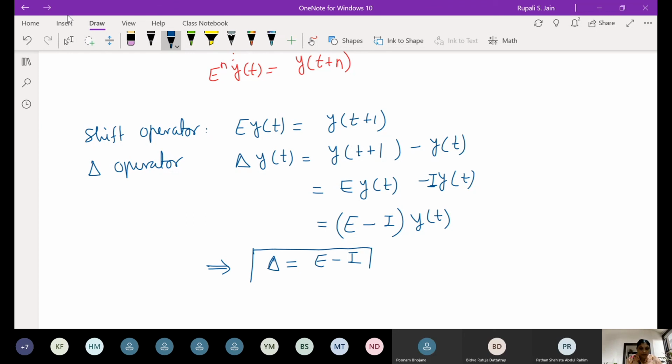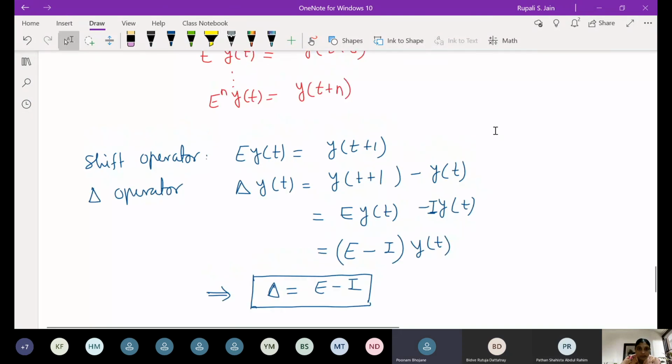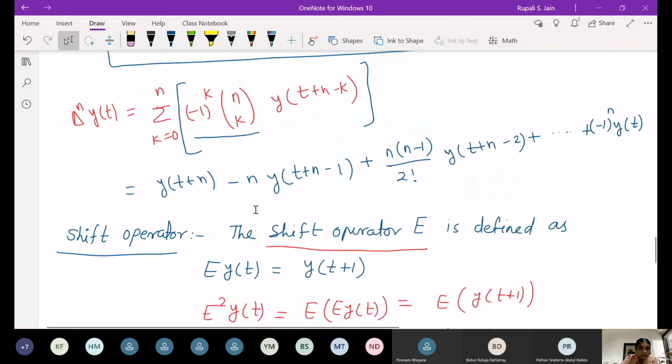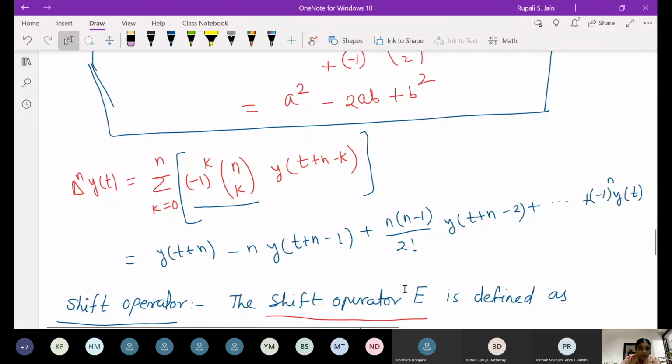That is the operator relation. Is that okay? Delta is nothing but e minus I. So just now we have written this definition of the nth order difference formula. So how can I write this in terms of E?